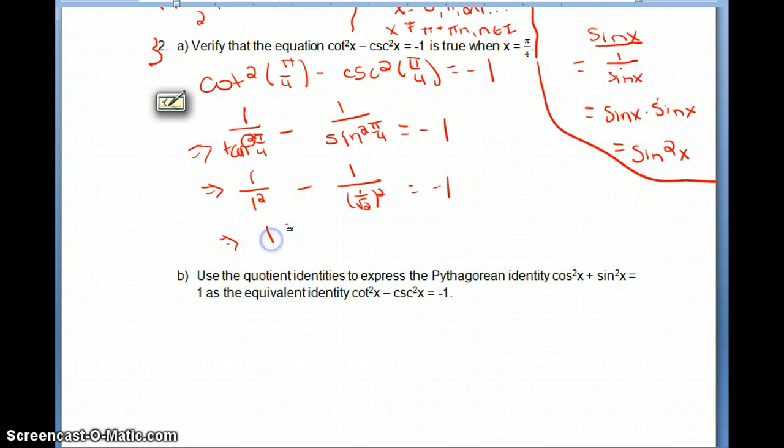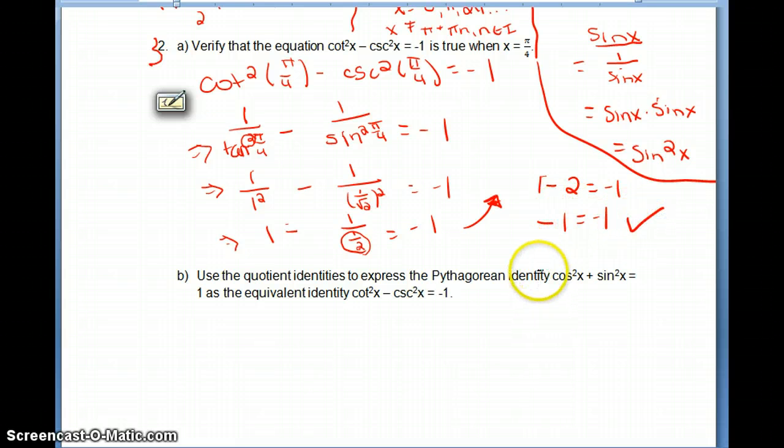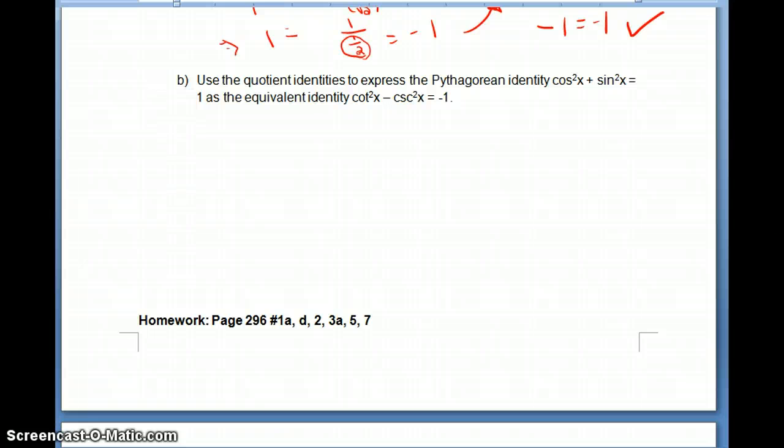Okay, so from here we have 1, subtract 1 over, that'll be just 2, because root 2 times root 2 is just 2. That is equal to -1. Going from here, using your fraction and division properties, we get 1 minus 2 is equal to -1, and 1 minus 2 is in fact -1. Cool, so that works.